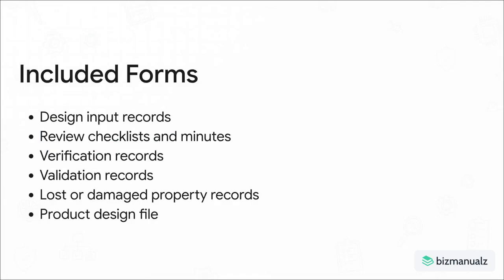But you and I both know an auditor doesn't just want to see your procedures. They want to see the hard proof that you're actually following them. That's why the manual also includes the precise pre-built forms your team needs. You get templates for aerospace design input records, design and development review records like your checklists and meeting minutes, design verification and validation records, including product test templates, records for lost or damaged customer property, and a great structure for your product design and development file.